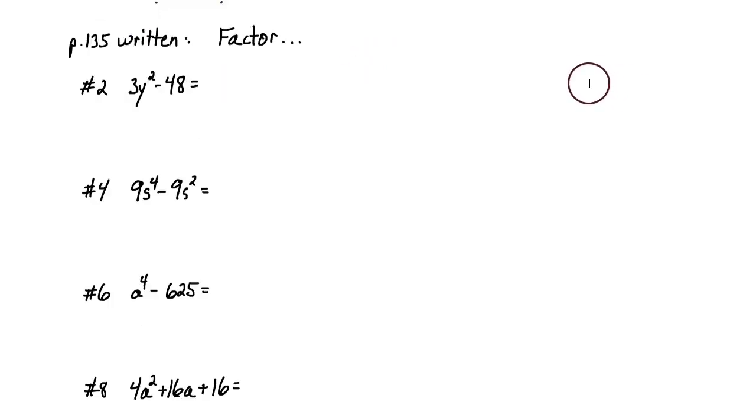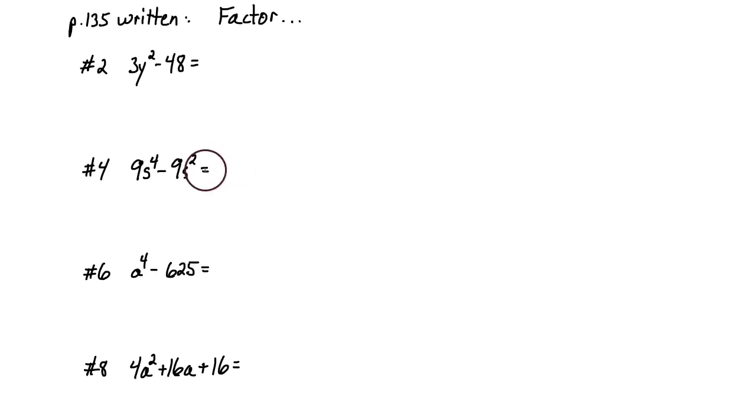Page 135 of the written, more factoring. The first step is to look for a greatest common factor. Both terms divide by 3. You write that down and you make a set of parentheses following it. 3 times y squared makes 3y squared, and 3 times negative 16 makes negative 48.